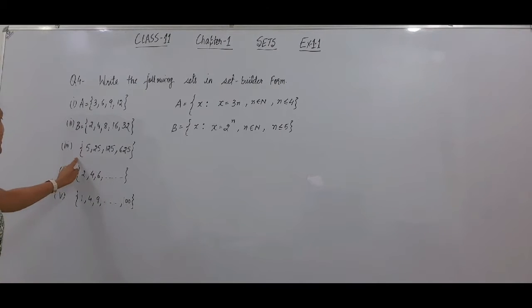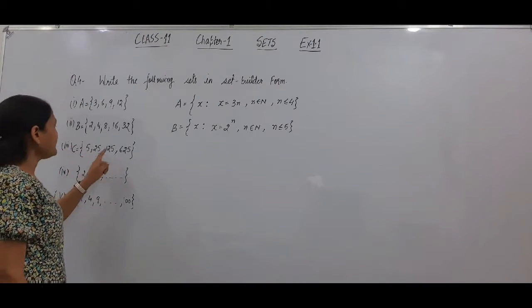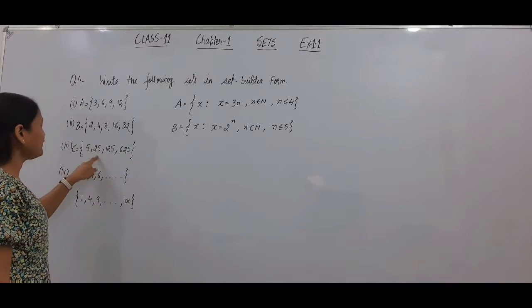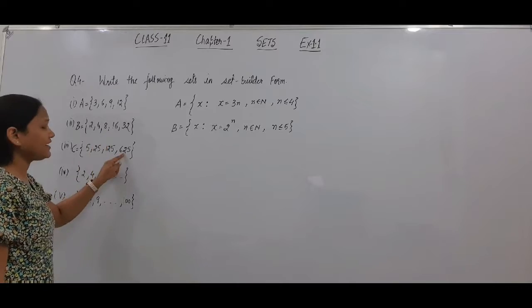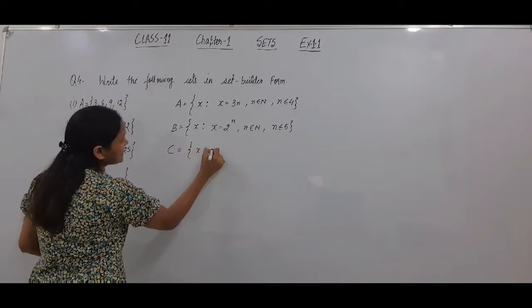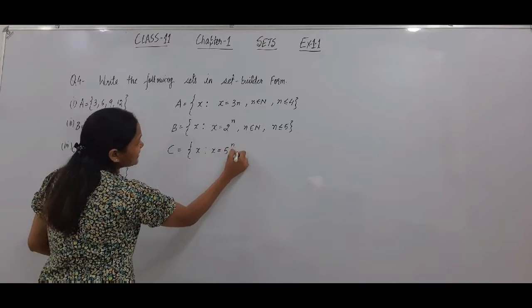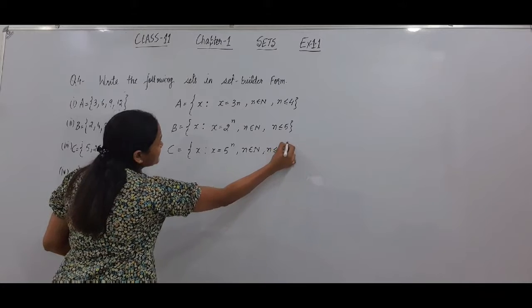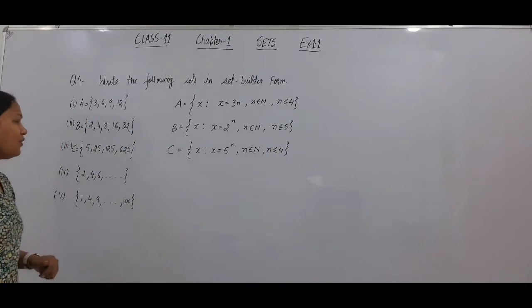Now consider the third one. Suppose this is set C, 5, 25, 125 and 625. That is 5 raised to power 1, 5 raised to power 2, 5 raised to power 3, 5 raised to power 4. So your C can be written as x such that x is equal to 5 raised to power n, where n belongs to natural numbers, but n should be less than or equal to 4.